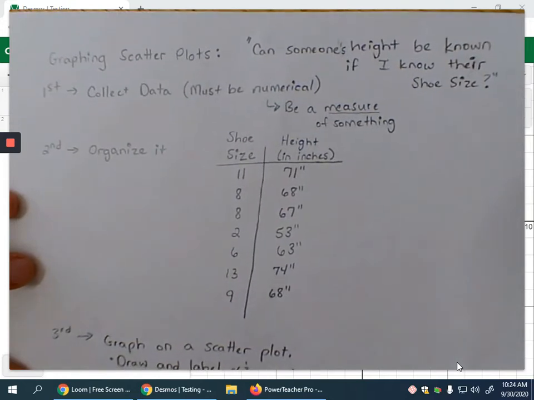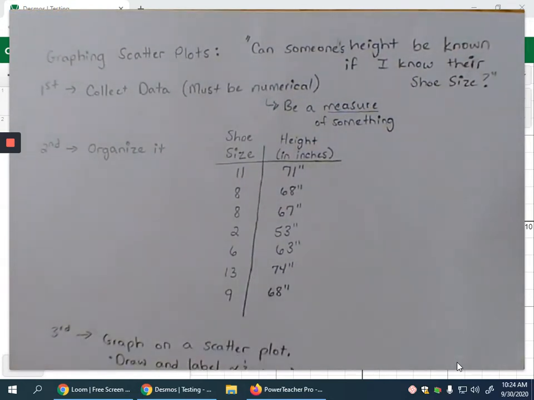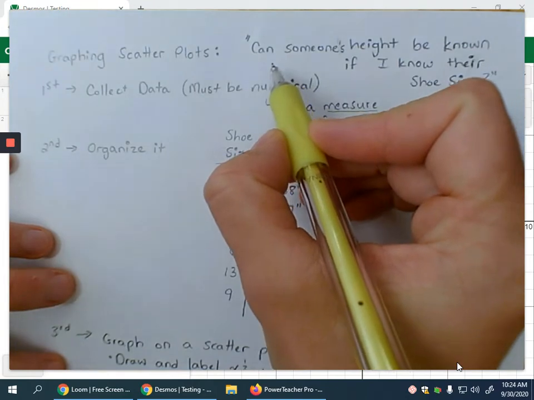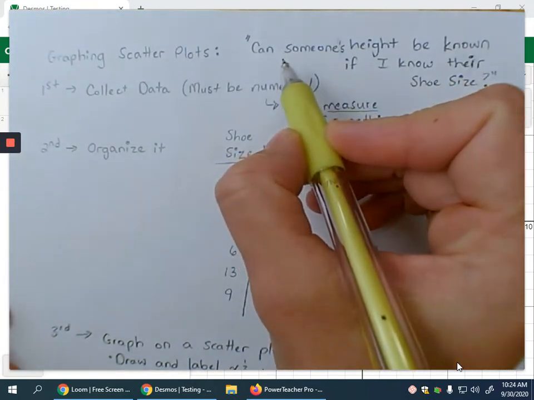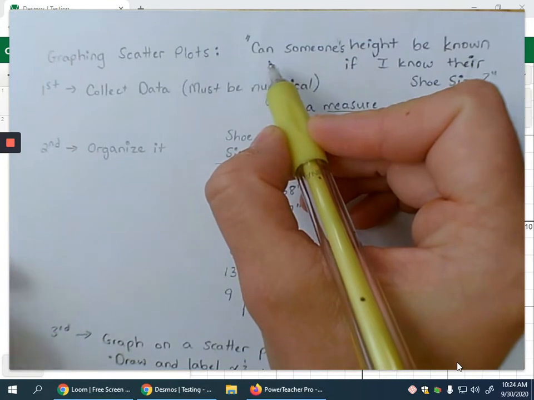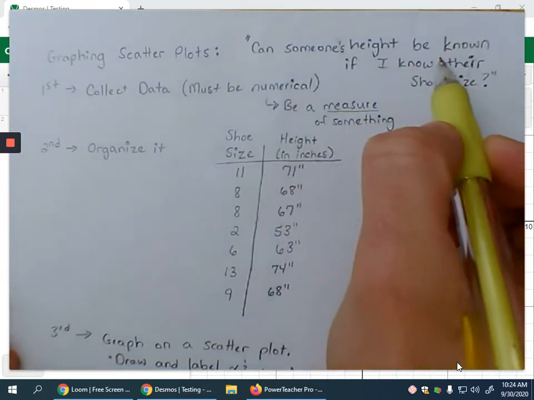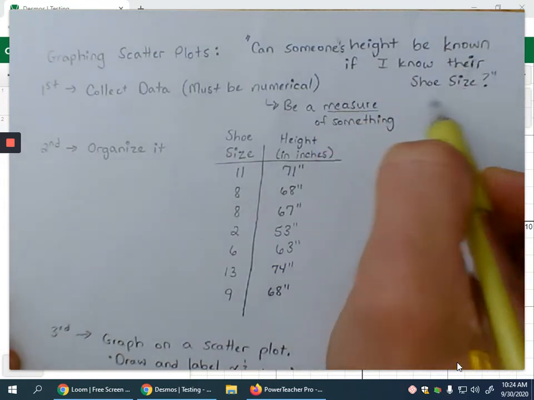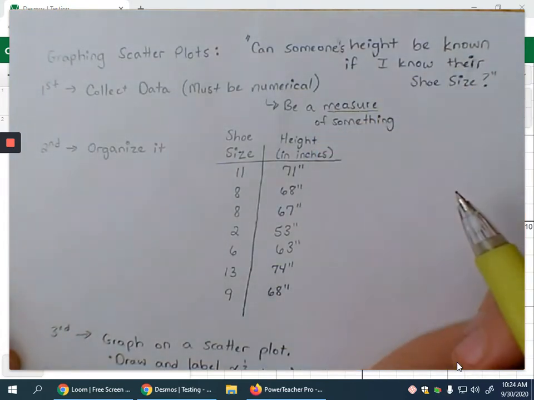So we're going to start with where do scatter plots come from? Well, you're going to come up with a question. If you're a statistics person, you'll come up with a question that you are interested in finding out. So I came up with one: can someone's height be determined if you know what their shoe size is? In other words, I'm trying to figure out, are those two things related in some way, okay?